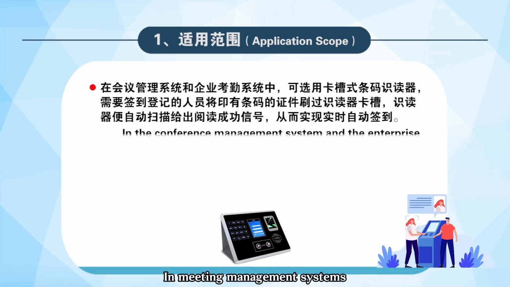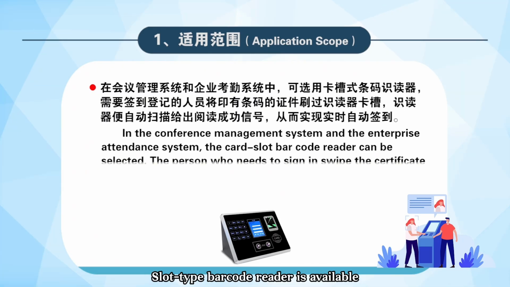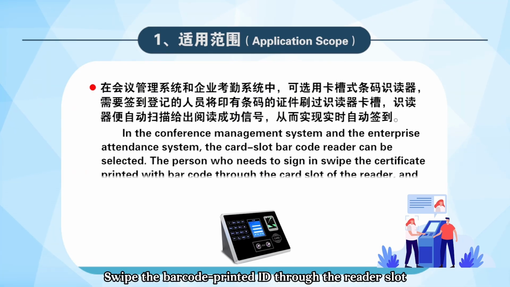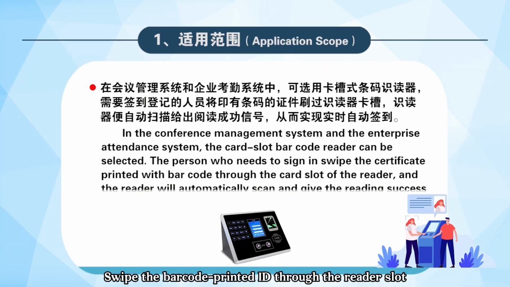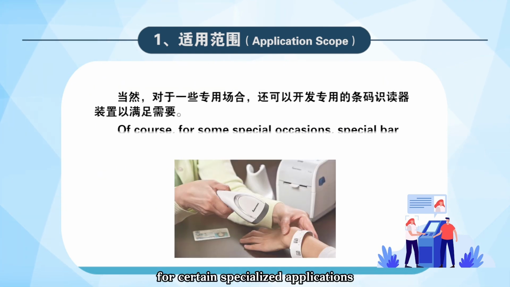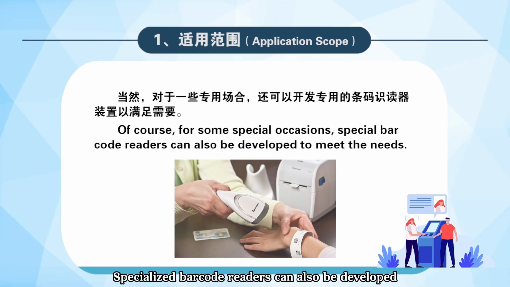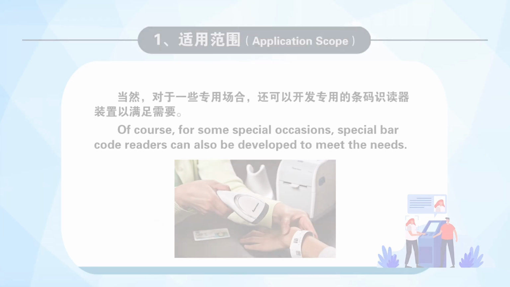In meeting management systems and corporate attendance systems, a slot-type barcode reader is available. People who need to check in swipe the barcode printed ID through the reader slot. The reader automatically scans and provides a reading success signal, enabling real-time automatic check-in. Of course, for certain specialized applications, specialized barcode readers can also be developed to meet the need.